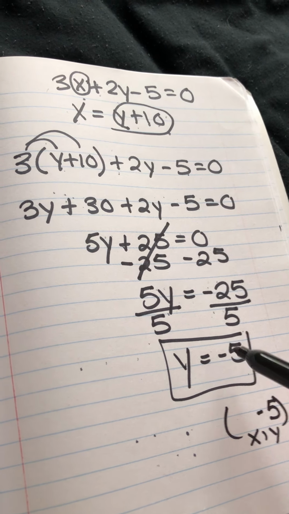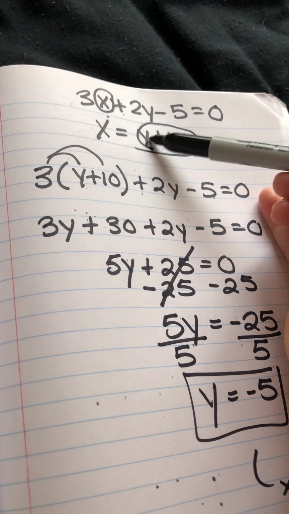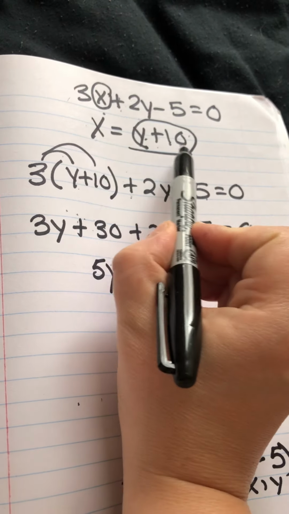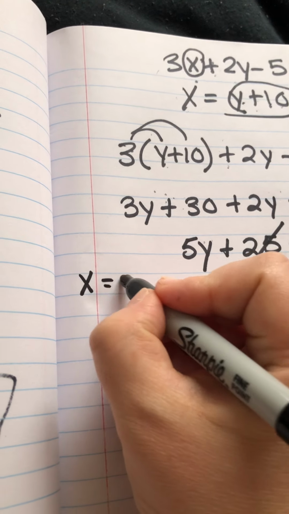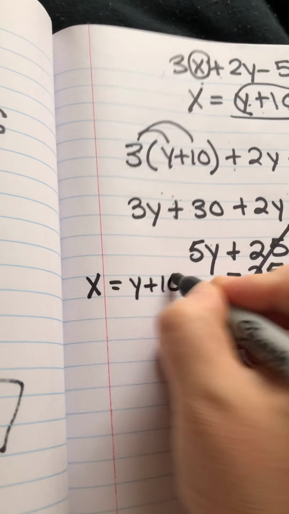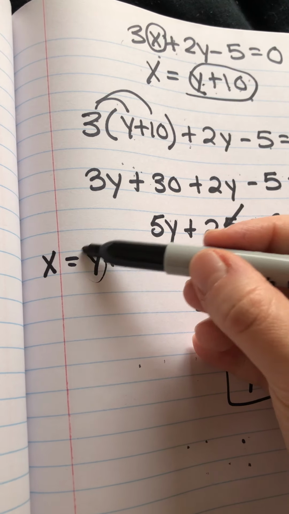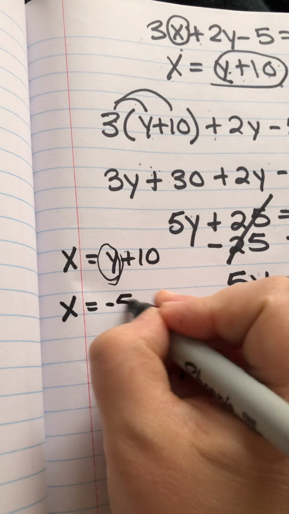We'll take our negative 5 and we'll either put it in for this y here in this equation or this y here in this equation to get what x equals. I think it probably looks easier to put it in this one. So if my equation is x is equal to y plus 10, and I know that y is equal to negative 5, I'm just going to put a negative 5 here for this y. So I say x is equal to negative 5 plus 10.